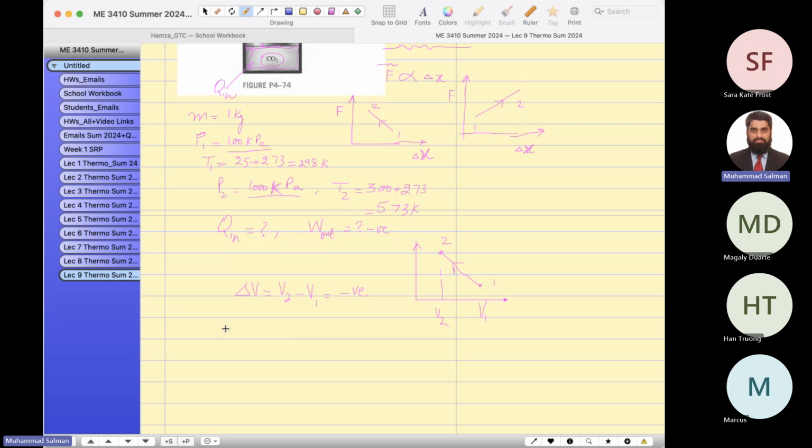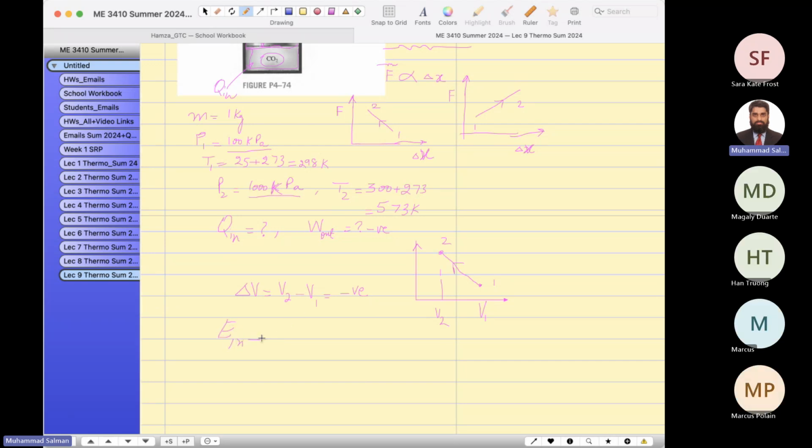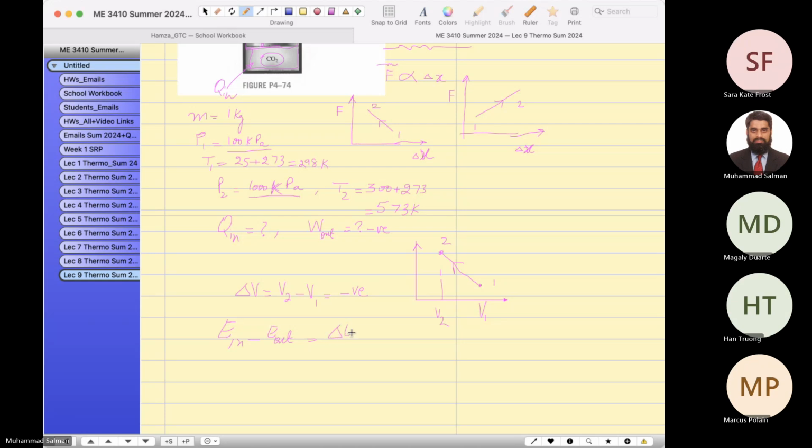So what is E in minus E out? That is equal to delta E of the system, which is delta U. Okay. And what is delta U? You know, it is Cv delta T. Agreed? So we know that.